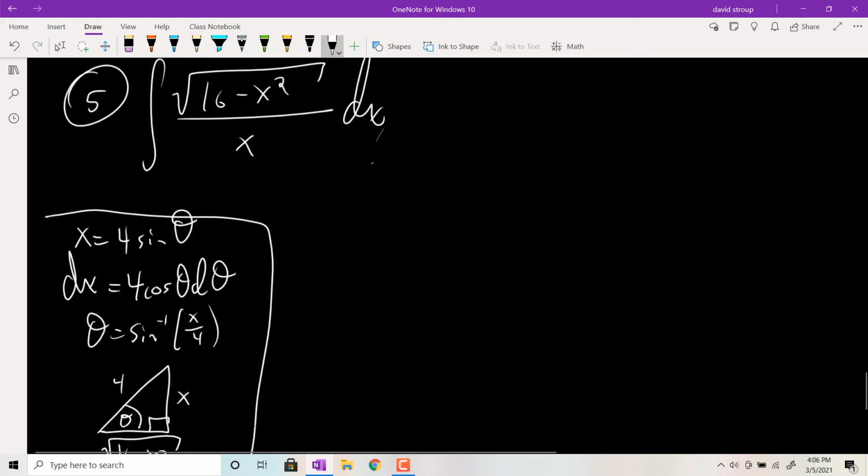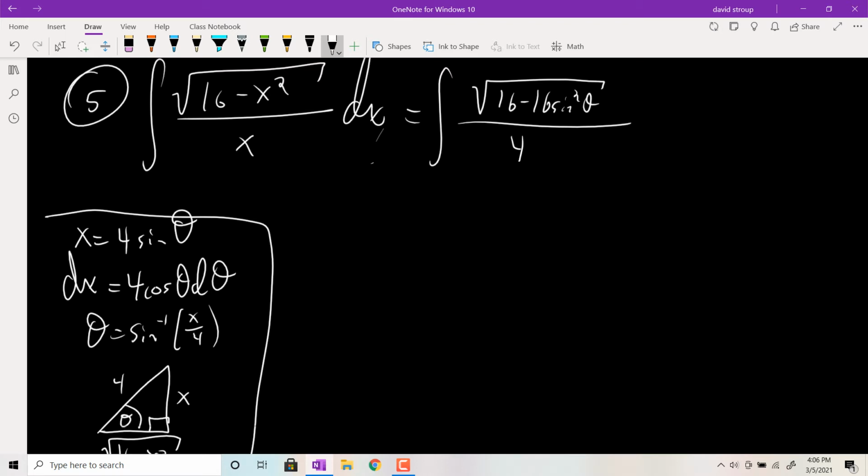Okay, so let's take a look. I've got the integral of the square root of 16 minus x squared, so that'll be 16 sine squared theta, all over x, which is 4 sine of theta, times dx, which is 4 cosine theta d theta. Already I can see there's a nice cancellation there.